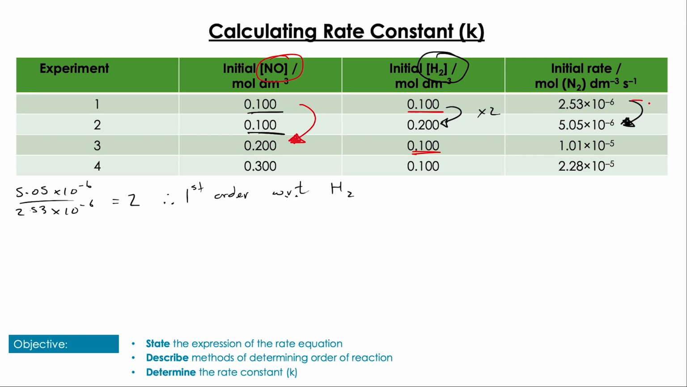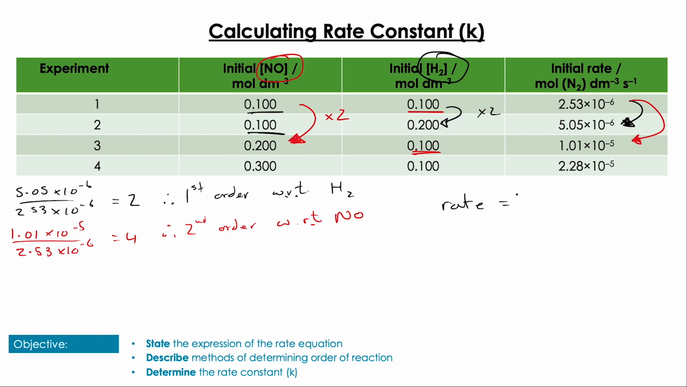Looking at NO, I can use experiment 1 and 3. In experiment 1 and 3, H2 stays the same and NO changes by a factor of 2. So we find in this situation that the overall change is by a factor of 4. And that indicates that it is second order with respect to NO because 4 is 2 squared. So we have an overall rate expression of rate equals k [H2][NO]^2.